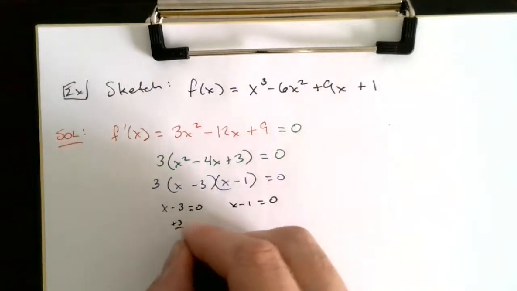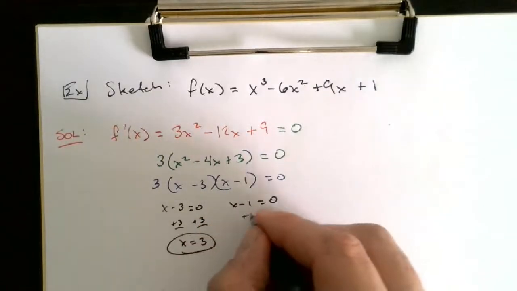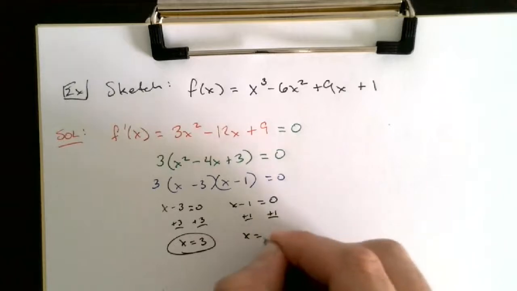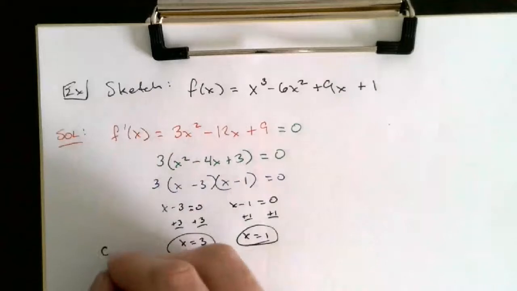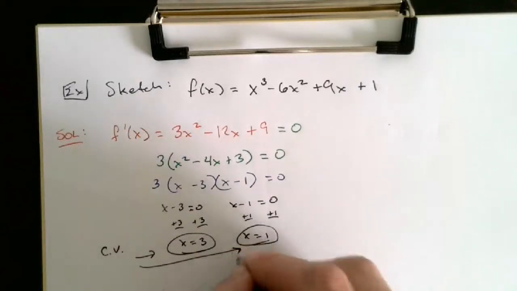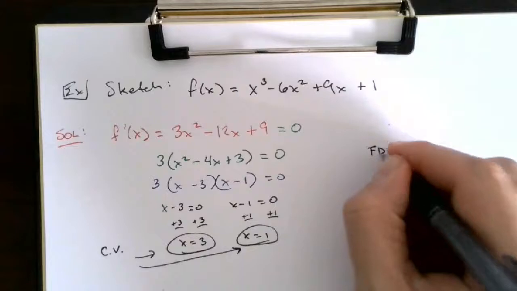Solving each of these, I'll add 3 here, so I get x equals 3. Here I'll add 1 to each side, I get x equals 1. So these are what we called our critical values. I'll use CV to abbreviate that. Then you want to determine if relative extrema, maxes or mins, occur there. To do that, we either use the first derivative test or the second derivative test. It's really a personal preference. In this case, I'll use the first derivative test just to show what would happen.